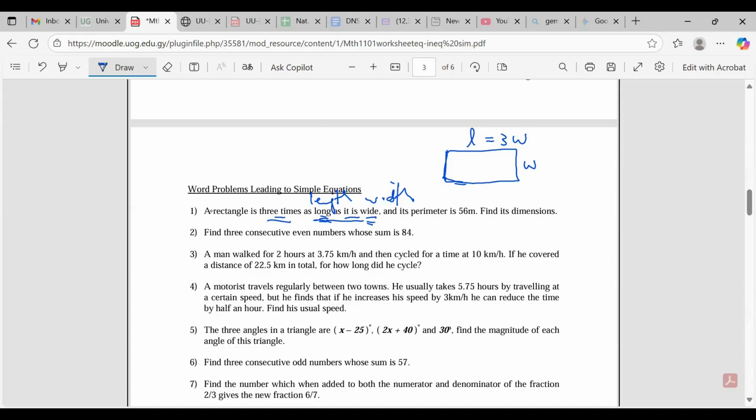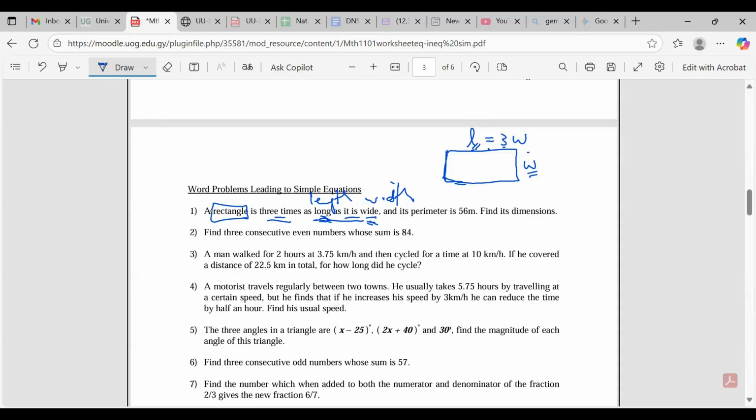So far, we got a diagram from this word. And from long and wide, we got 2 unknowns, W and L. And we related W and L mathematically, and we say that L equals 3W. So you see, you're able to model the sides of the rectangle.